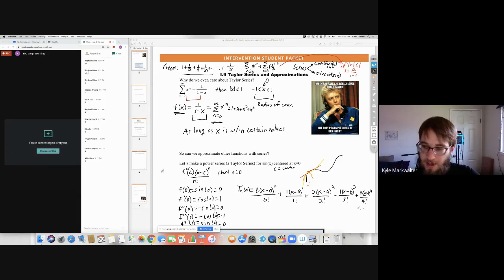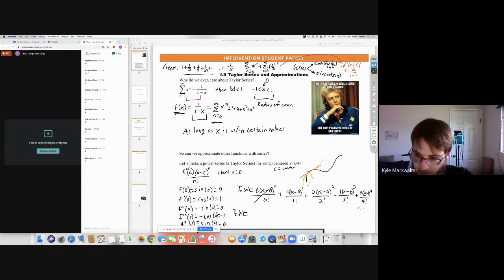This is my Taylor polynomial. It looks ugly, so we'll clean it up. What does this mean? My Taylor polynomial. This first term goes to 0. X minus 0 to the 0 is 1. Anything to 0 is 1. 0 factorial is 1, but there's 0 there. So I'll leave it out. It goes to 0.